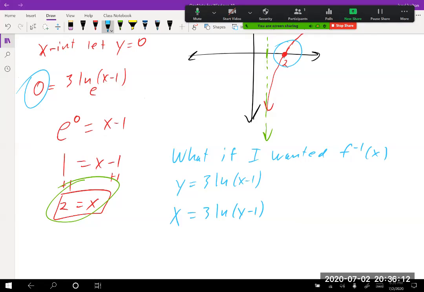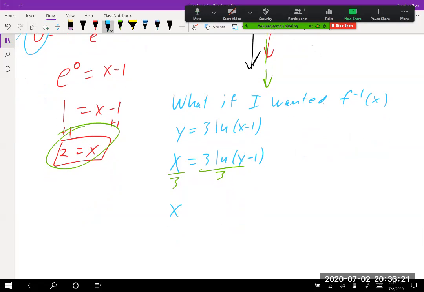Okay, and now we back solve for y. So let me clean this up real quick. Oops. So now we're going to have x over 3 is equal to the natural log of y minus 1. But remember, a natural log is just an exponent. So this is actually my exponent. So I can rewrite this as e to the power of x over 3 is equal to y minus 1.